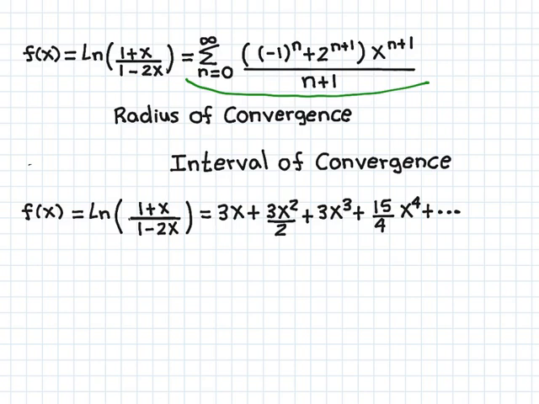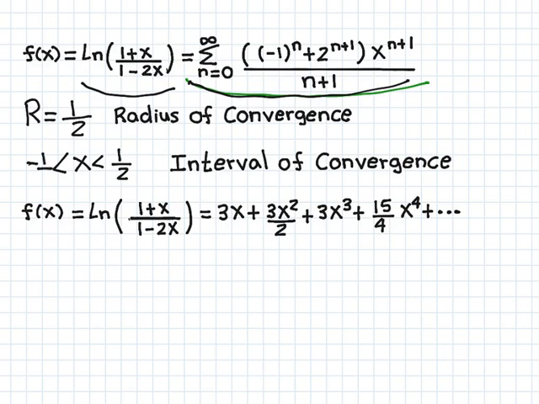The radius of convergence, r, is equal to 1/2. We found that. And the interval of convergence, the values of x for which this power series represents this function, is x less than 1/2, larger than negative 1/2.